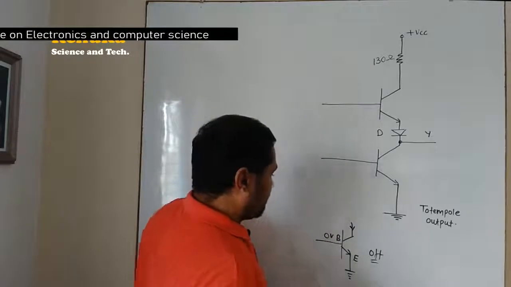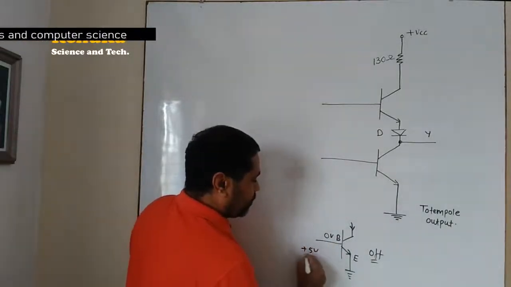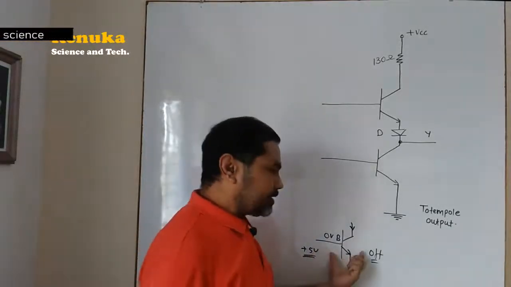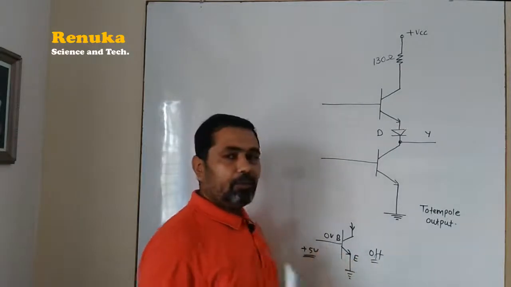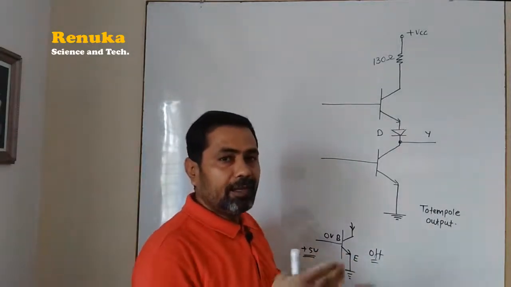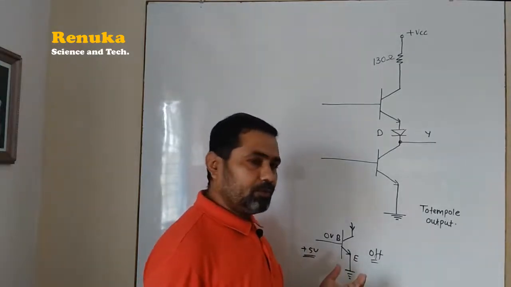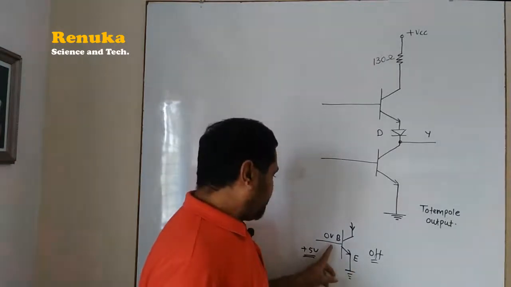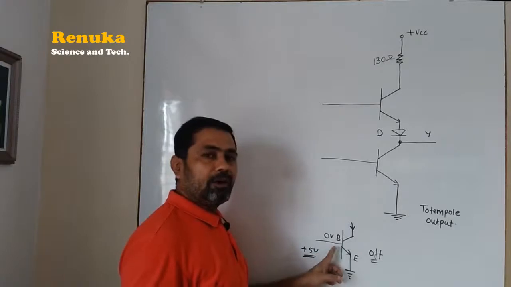Now the second condition: the transistor's input voltage must be more than 0.7 volt. Why 0.7 volt? Because transistors are made up of diodes, and diodes require 0.7 volt to become forward biased. Only if the voltage is more than 0.7 volt will the diode start conducting. So the input voltage should be more than 0.7 volt.